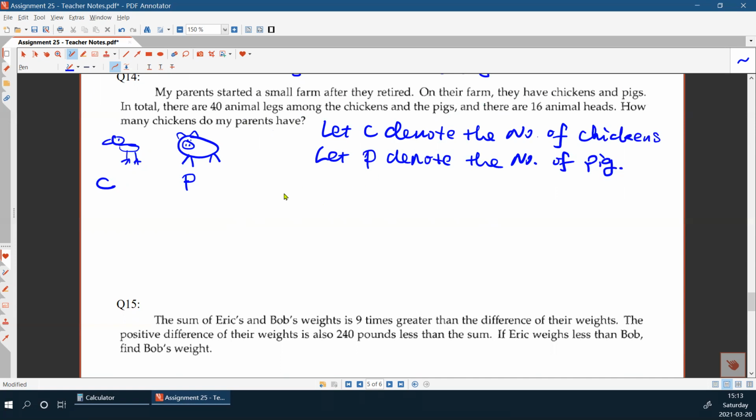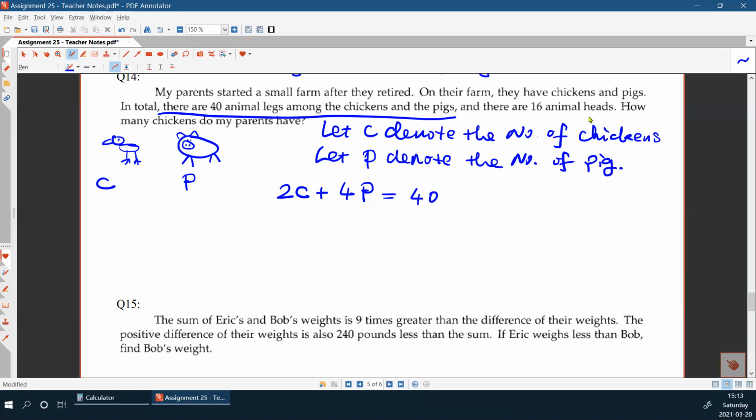So what information do we have here? First, pay special attention to the sentences containing quantities. This sentence is crucial, right? 40 animal legs in total. So that means 2C plus 4P, because for each chicken there are 2 legs, right? For each pig, there are 4 legs. So the total number of legs is 2C plus 4P, right? Total number of legs is 40.